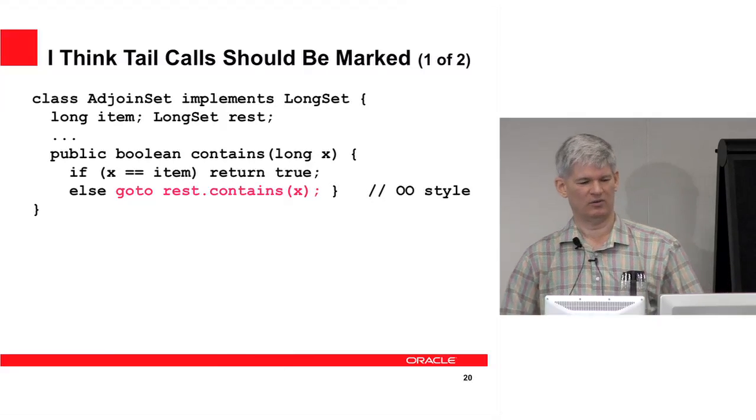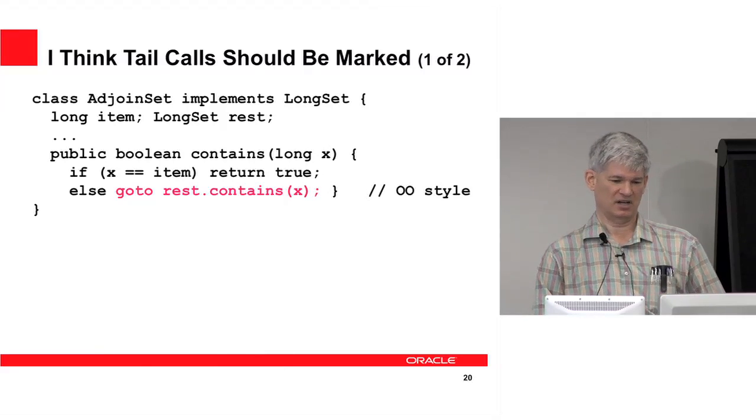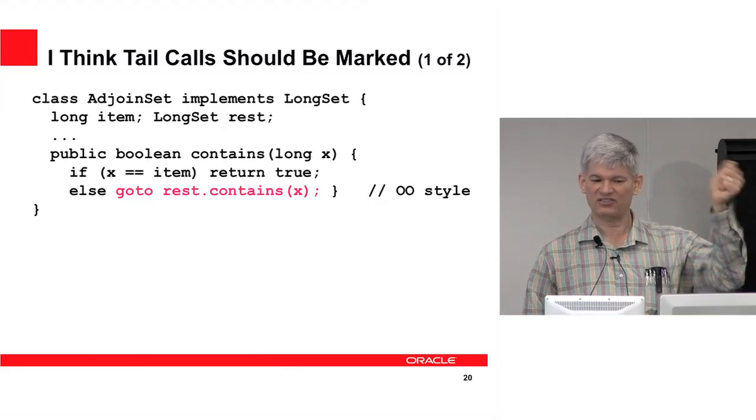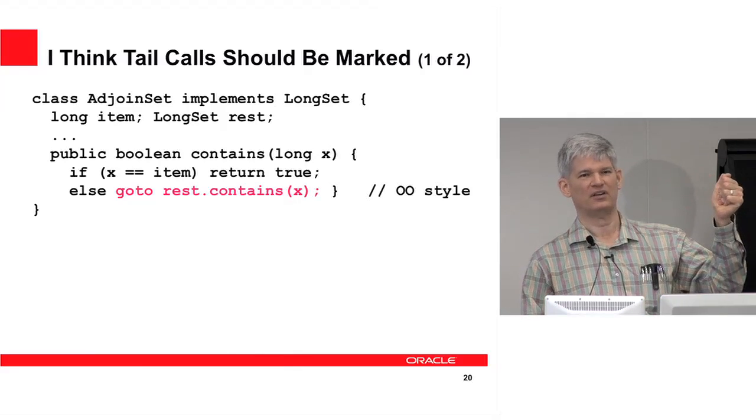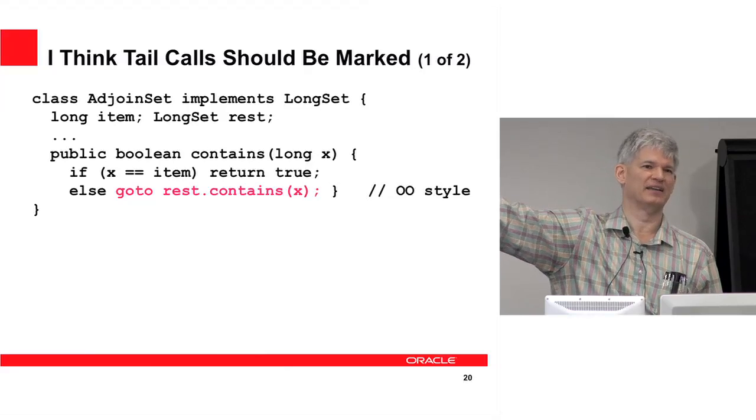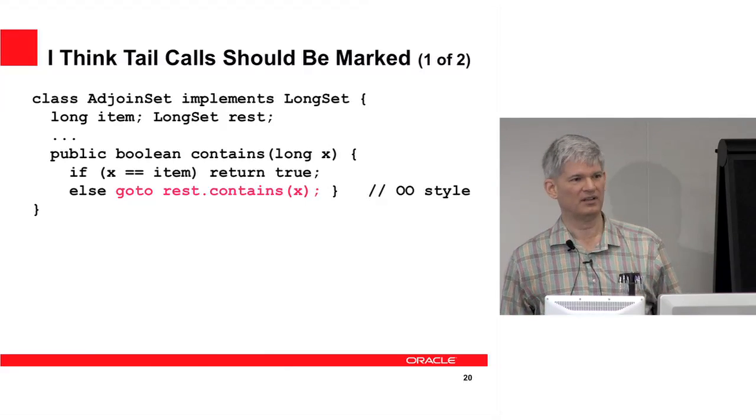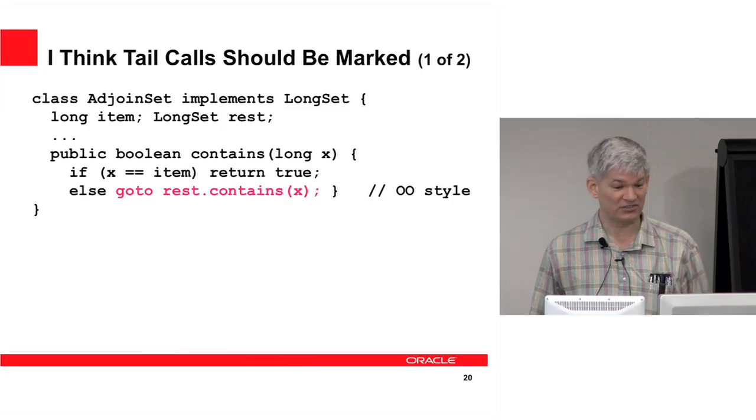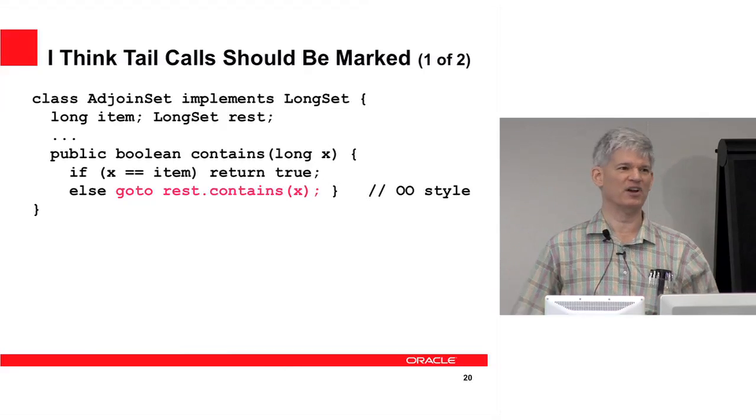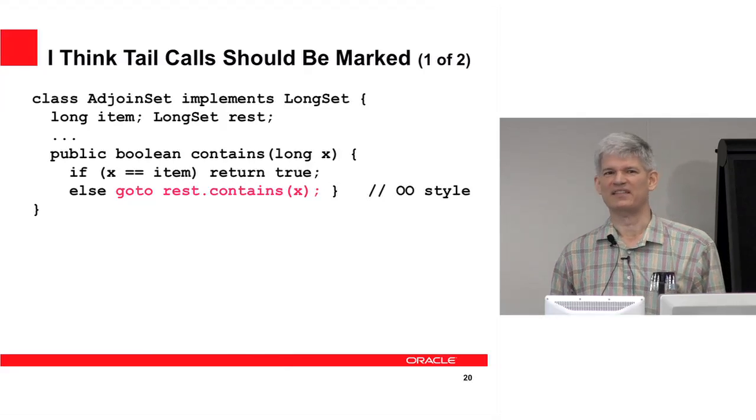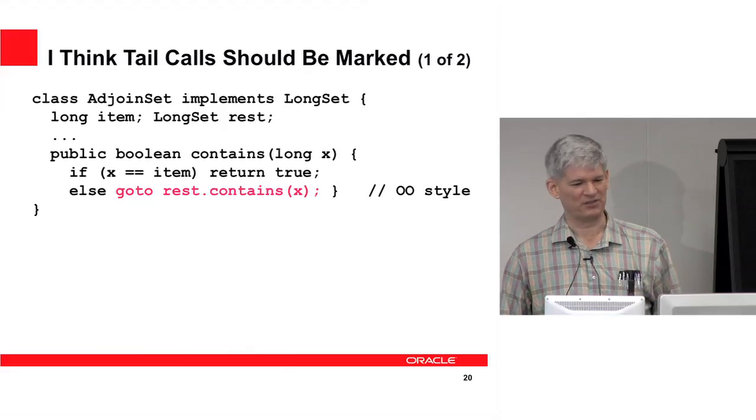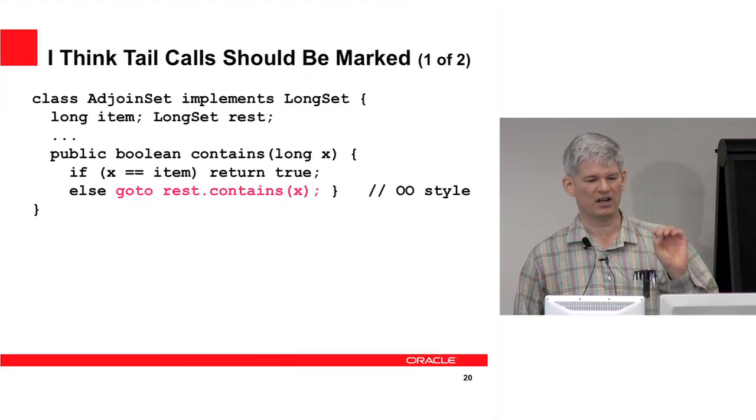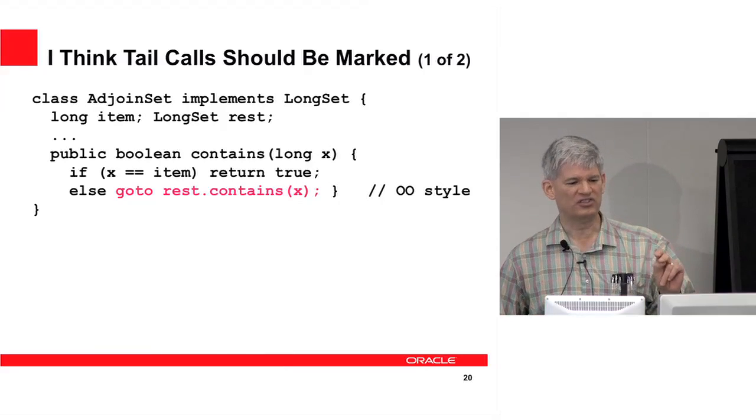So the way I would like to code the contains method of AdjoinSet is to say, if you're given x and x is equal to the item, then return true, and otherwise go to the rest object and never come back. Ask his contains method, he's got the answer. And conveniently, the goto keyword has been reserved in Java all these years. So we could just replace return with goto, and it's pretty clear what you mean. I'm not saying that's the only syntax possible, but it's very cute, and I'm not the only one to have observed that.